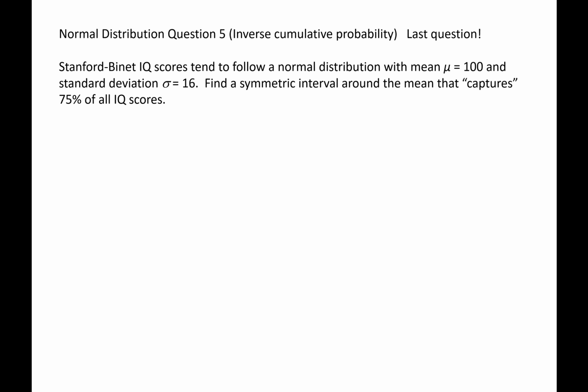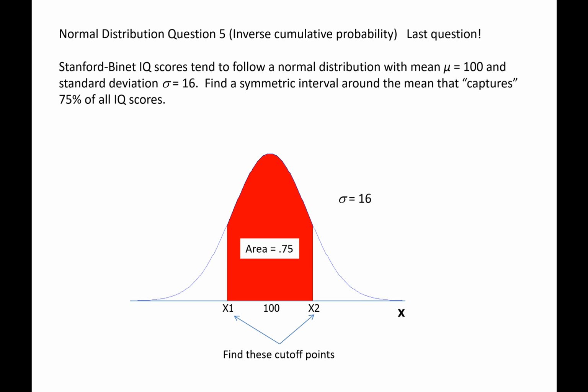Okay, so let's look at one more inverse cumulative probability distribution question. In this case, we're being asked to find a symmetric interval around the mean that captures 75% of all IQ scores. So what does that look like? It looks like this. We have 100, the mean, right in the middle. The area is 0.75 in between x1 and x2, and we want to know what x1 and x2 are.